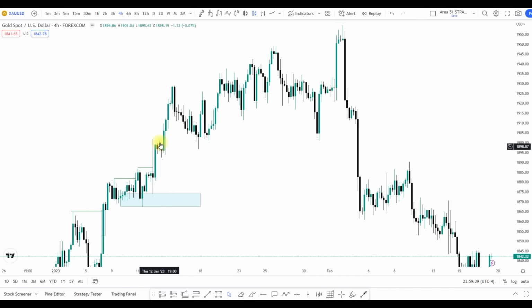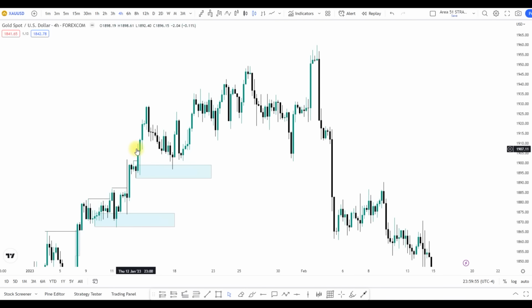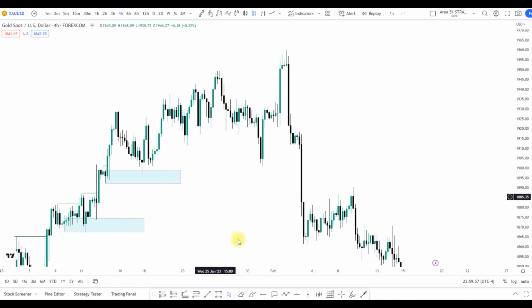This is a valid pullback, of course, because this was the last buy candle before the down move. It was taken over. Market is giving us a little bit of structure here. There's a little bit of supply, a little bit of demand going on here. Market came back, retested this demand zone, and then filled this shadow, and then continued to the upside.